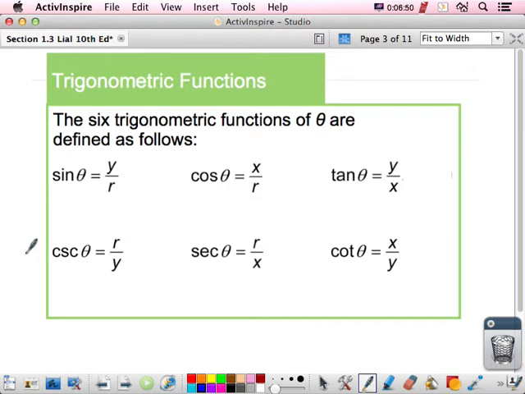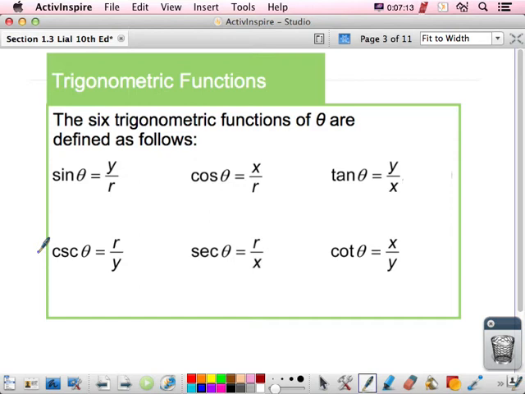These other 3 down here, so this is sine, cosine, tangent. These 3 down here are their reciprocals. Notice that this one is y over r, but this one is r over y. So if you learn the first 3, you can figure out which one to associate it with. You don't technically have to memorize the last 3.